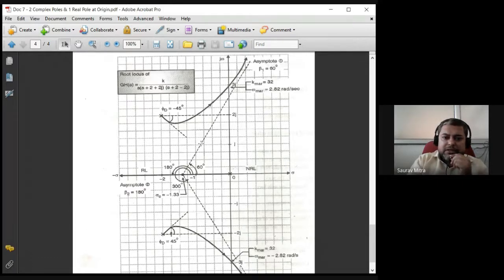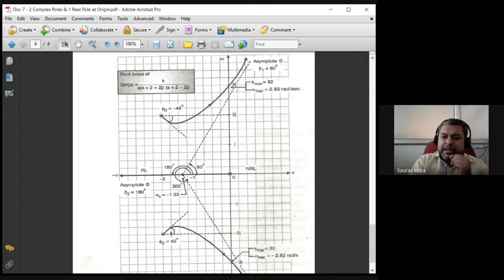Okay, that means it has to go up, but first it will take a dip. First it will take a dip of minus 45, because minus 45 is the angle of departure, and then it will go up and it will cross the j omega axis at 2.82 radian per second, and at that point you will be finding that k marginal will be 32. If you're talking about the bottom pole you will be finding that angle of departure is 45, and again you will be finding that this bottom omega marginal will be minus 2.82. So if you connect these 2 points, you are going to get the root locus, and for increasing k it will go up to infinity.